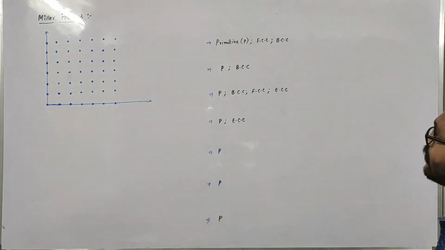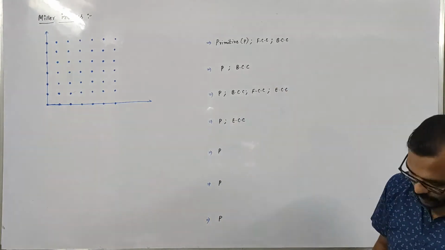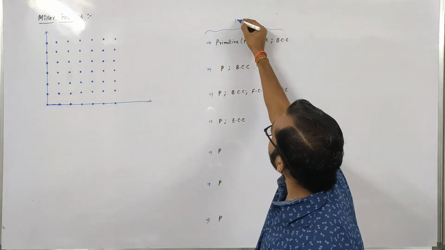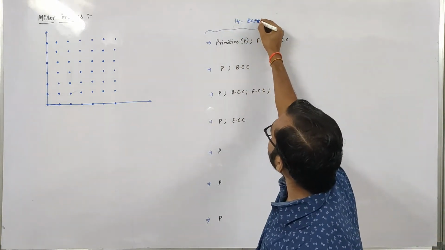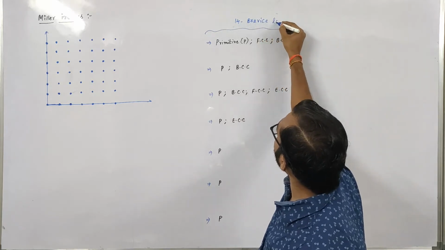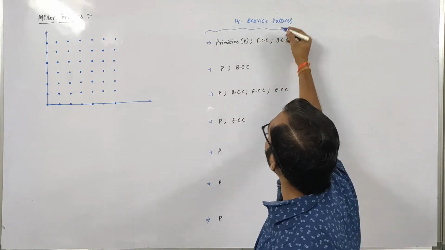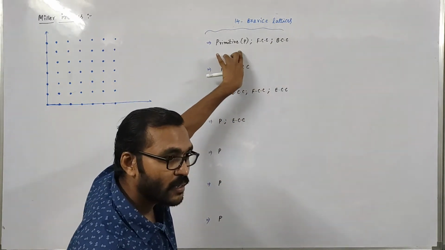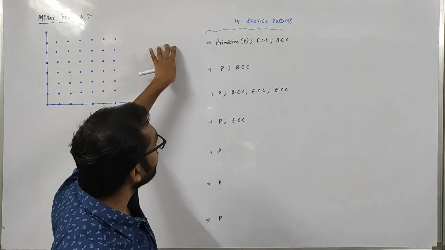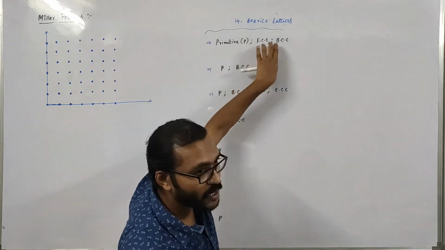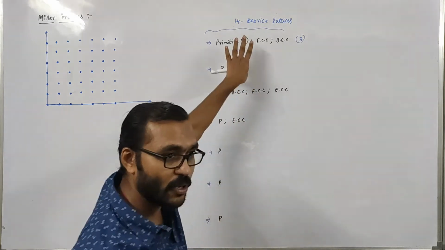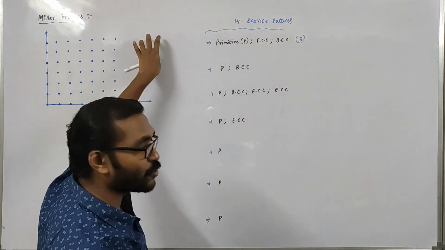Right? What are these? These are the 14 Bravais lattices. These are the unit cells possible for simple cube, right? Primitive, face centered, body centered. So 3. These are the 3 unit cells possible to construct simple cubic.